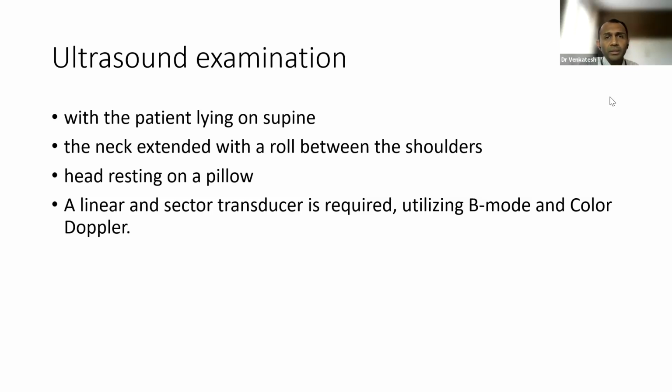A linear probe is what is mostly required for us. The 6 to 12 hertz linear probe, the vascular probe, and the sector transducer, the cardiac probe, is also required at times. I'll tell you what is the utility of that. Most of the time we will be using the B mode and color Doppler.